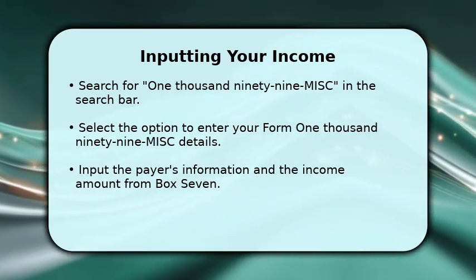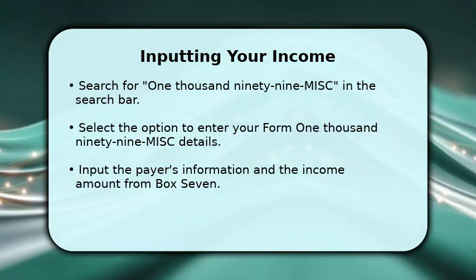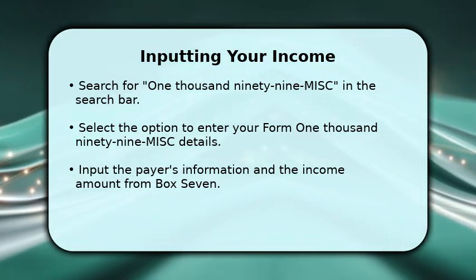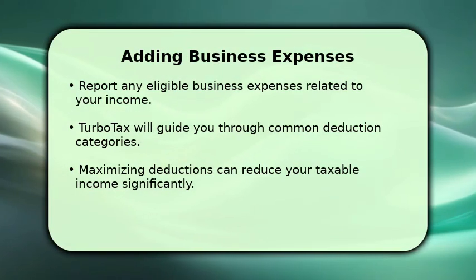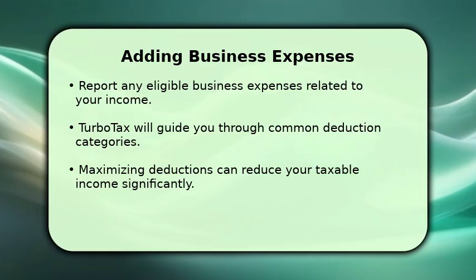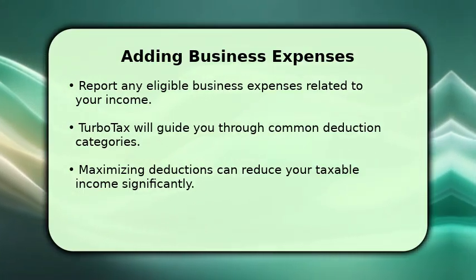You'll then be prompted to input the payer's name and tax identification number. Crucially, enter the non-employee compensation amount from box 7 of your form. After entering your income, TurboTax will ask about any related business expenses. This is a vital step to lower your taxable income.